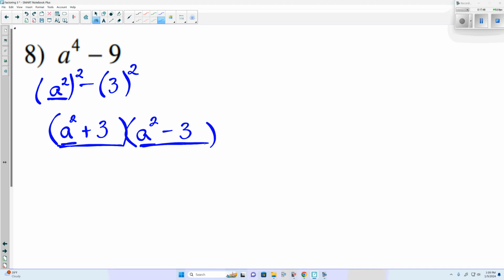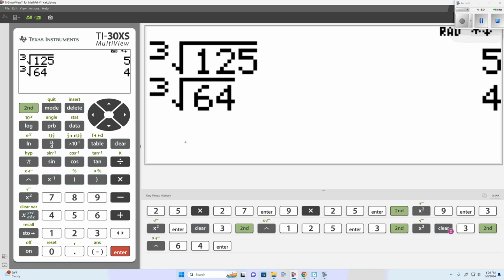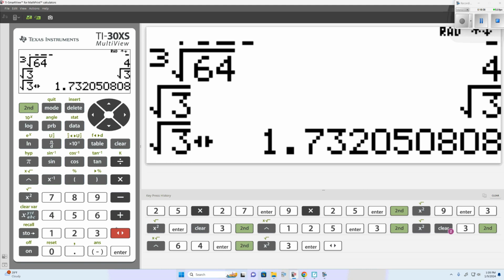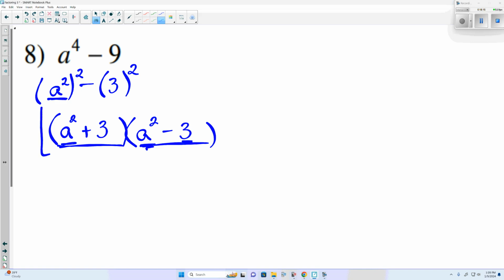Now we do need to make sure the other one is not a difference of perfect squares. A squared is a perfect square, but is 3 a perfect square? What times itself is 3? It continues on because it's an irrational number. So this is the answer.